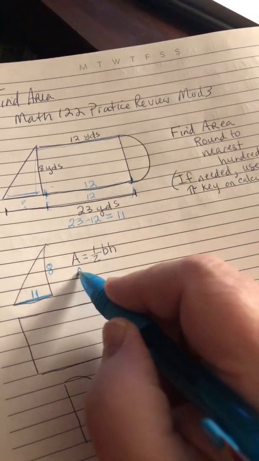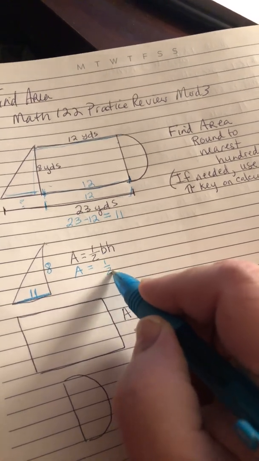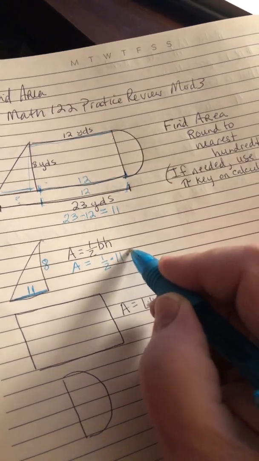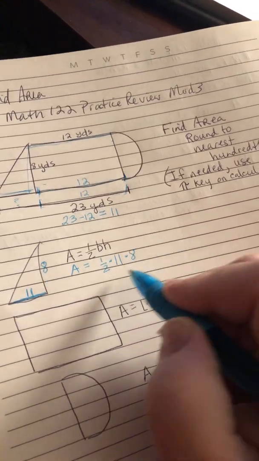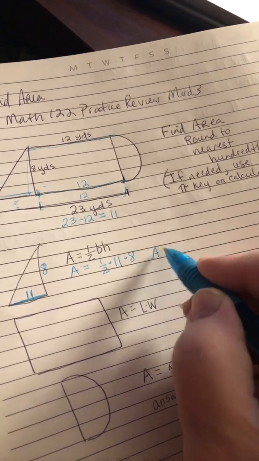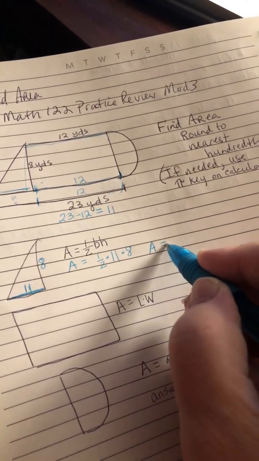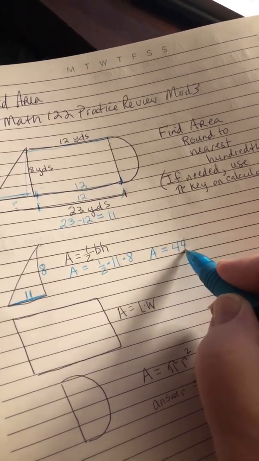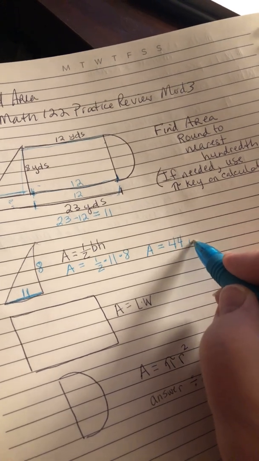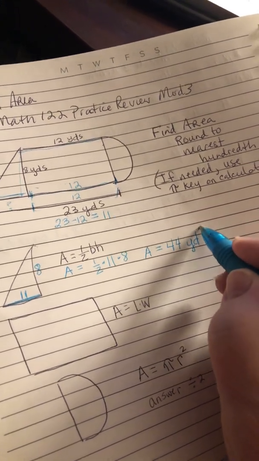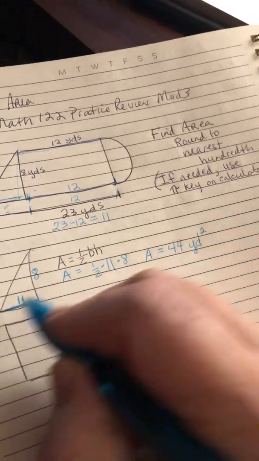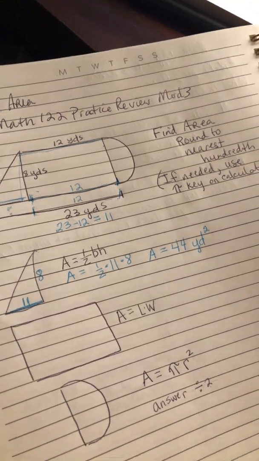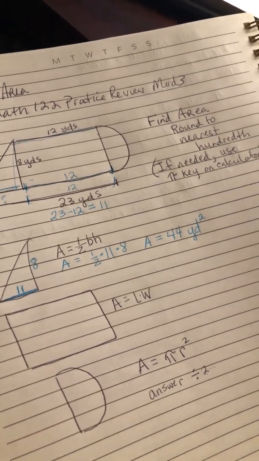So the area of the triangle is 1/2 times the base, which is 11, times the height, which is 8. And so we find out that the area of the triangle is 44. Area is always two-dimensional. It's always squared. So it's 44 yards squared. It's a two-dimensional object, length and width, so the area of any object is always squared.